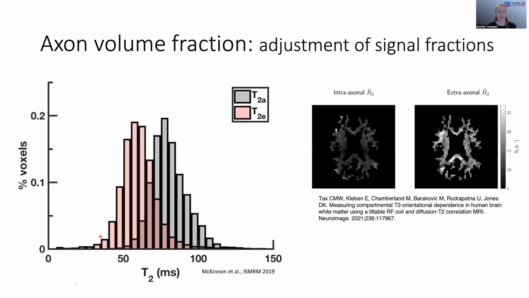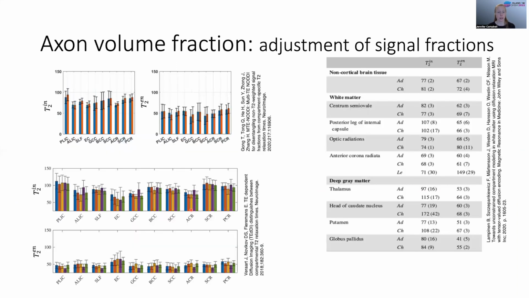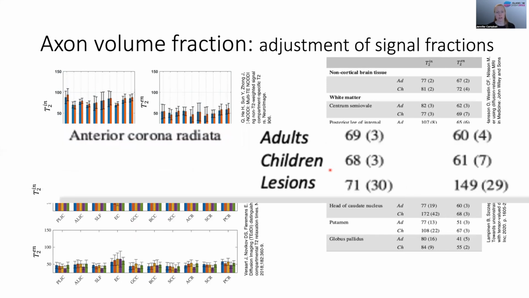However, a number of recent studies using multiple TE diffusion acquisitions have shown that the T2 of the interaxonal and extraaxonal spaces are quite different. And they may be regionally variable. And if we look at pathology, the polarity of the difference between the interaxonal and extraaxonal T2s may switch.